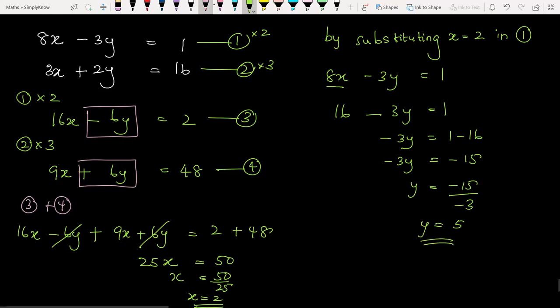Okay, once again, let's check our answer. Let's substitute into the first equation. x is 2, so 8x is 16, minus y is 5, so 3 times 5 is 15. 16 minus 15 is 1. Yes, our answers are correct. I hope that you understood how to solve simultaneous equations when there are different coefficients for both unknowns.